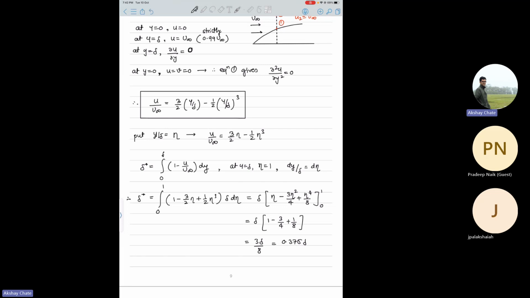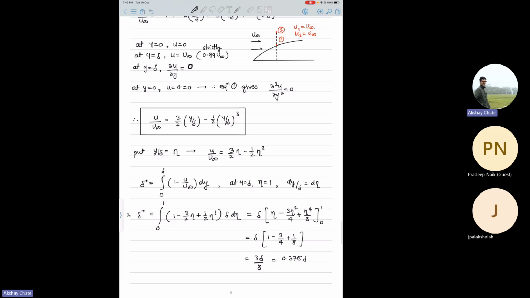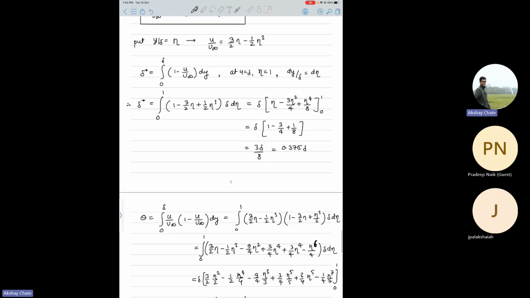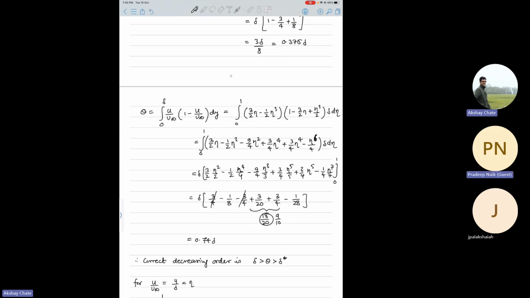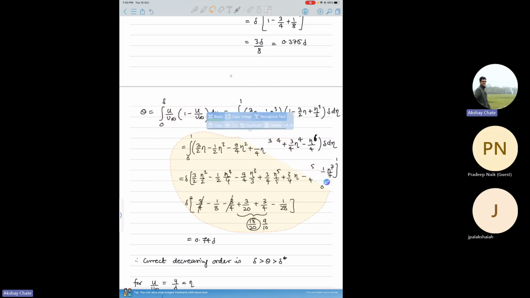I think I did some miscalculation here in the cubic thing. This 3/8 is correct. The final answer, the first one is correct, sir. This is correct, I think. This is correct. So, delta is equal to theta. For this, the correct answer I found out.